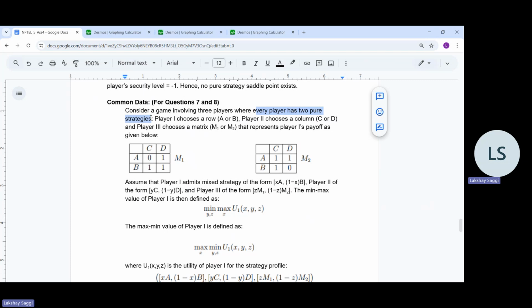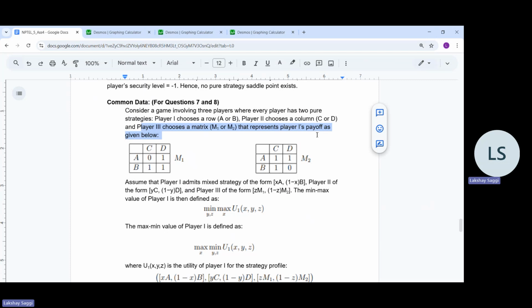So if we are talking about strategy profiles, then every player has two strategies and there are three players. So there are 2 raised to power 3, which is 8 possible outcomes, not more than 8, because two pure strategies for each player means the total number of possible strategies is 2 times 2 times 2, which is just 8. So player one chooses a row A or B, player two chooses a column C or D, and player three chooses a matrix M1 or M2 that represents player one's payoff as given below.